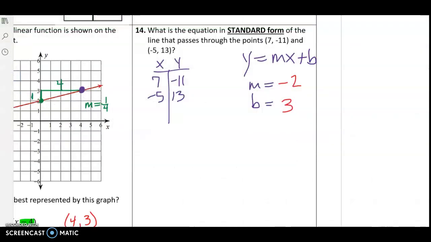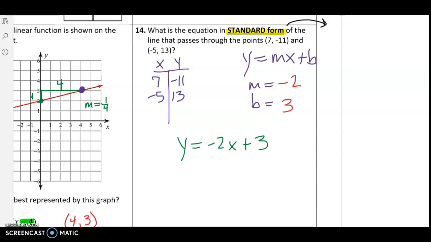So now we can write the equation. y equals m, which is -2, x plus b, the y-intercept, which is 3. That is called slope-intercept form. I need it in standard form. Now I know you haven't done it in a while, so let's remember what standard form looks like. I'm going to write it over here to the side.